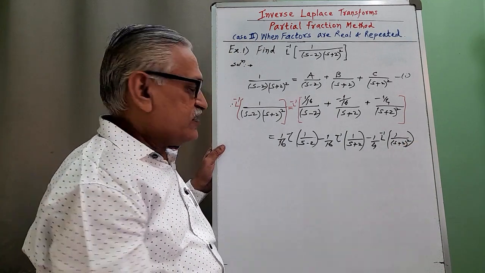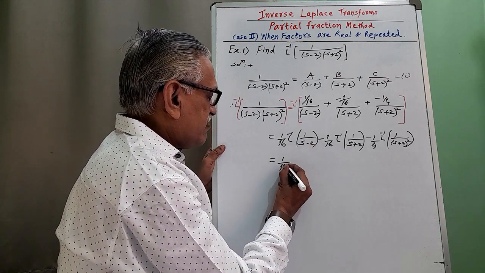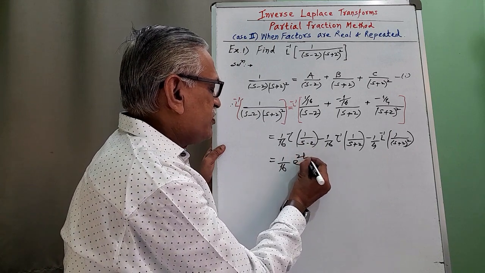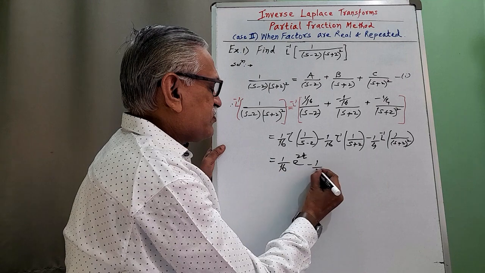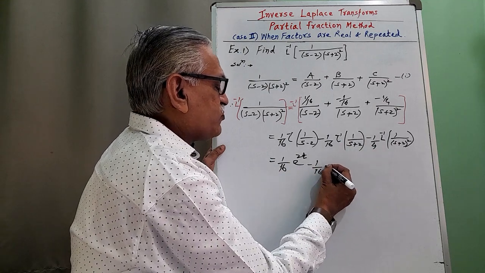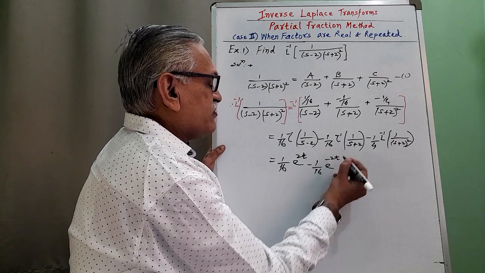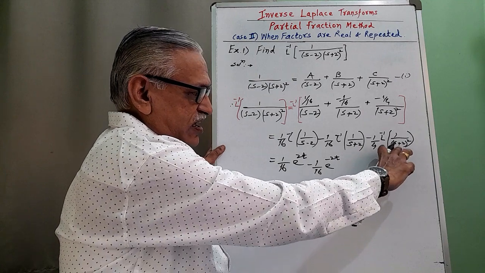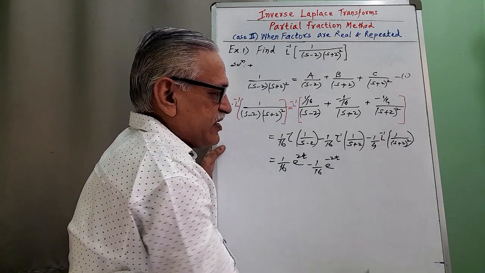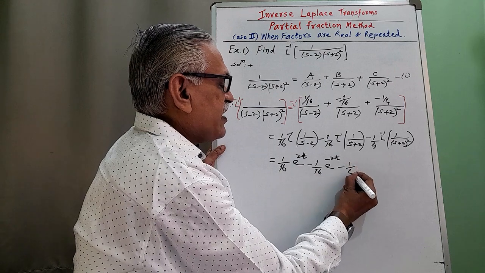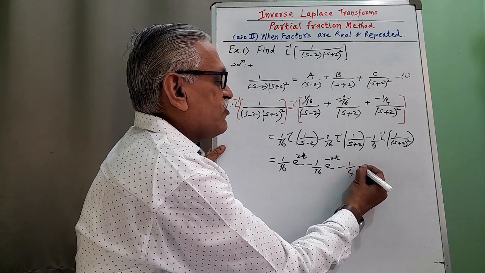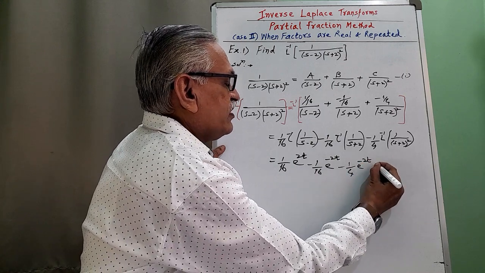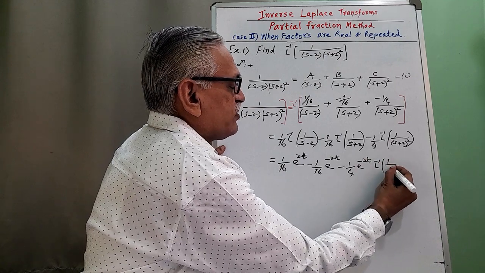Then applying the standard result, it is 1 by 16 inverse of 1 upon s minus a, which is e raised to at. Here a is 2, therefore e raised to 2t, minus 1 by 16 inverse of 1 upon s plus 2, which is e raised to minus 2t. Since s is replaced by s plus 2, applying the shifting theorem, we have to multiply that term. The inverse of 1 by s square is e raised to minus 2t into inverse Laplace of 1 upon s square.